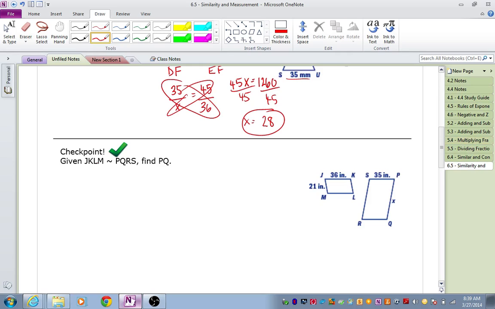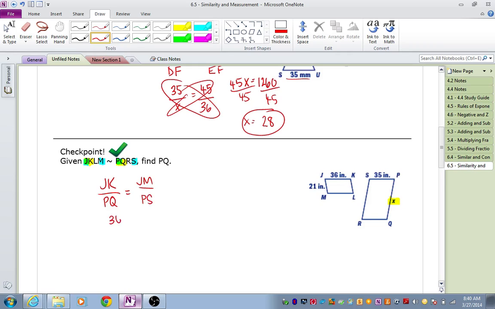Okay, we're given that JKLM is similar to PQRS. Okay, we are finding PQ. So we will say, let's see, PQ would be our first two letters. So that's our first two letters here. So JK over PQ. We are also given JM, which would be PS. So JM over PS.